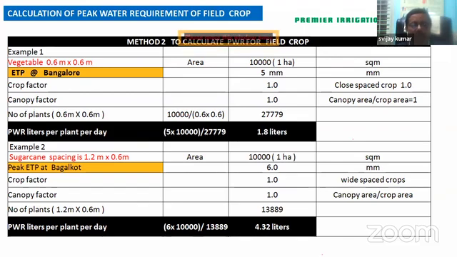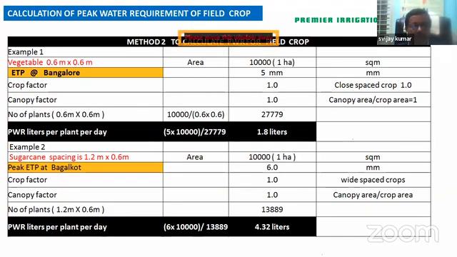And therefore, we have to calculate how many plants are going to be there. So that means we are going to have 10,000 divided by the spacing. You have attended my earlier webinar, you know how to calculate. Number of plants is equal to total area divided by spacing. You get 27,779 plants. And you know that you have to apply this water, 5 into 10,000, that is 50,000 millimeters, divided by the total number of plants. So you're going to get 1.8 liters per plant. So this is the water requirement for a vegetable.